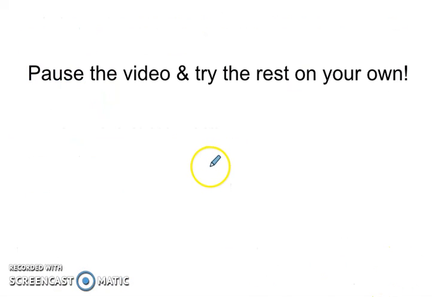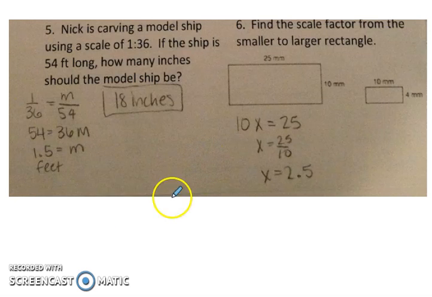Go ahead and pause the video, and then you're going to do 4 and 5 on your own. Check your work, and then if you missed some of them, you can watch the explanation for it. Here are the answers to, not 4 and 5, like I said a second ago, 5 and 6, sorry. So you get 18 inches, and then you get that x is 2.5. If you missed either of those, I'm going to do those in a second.